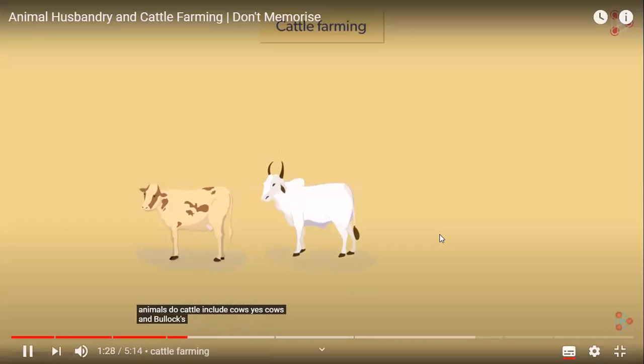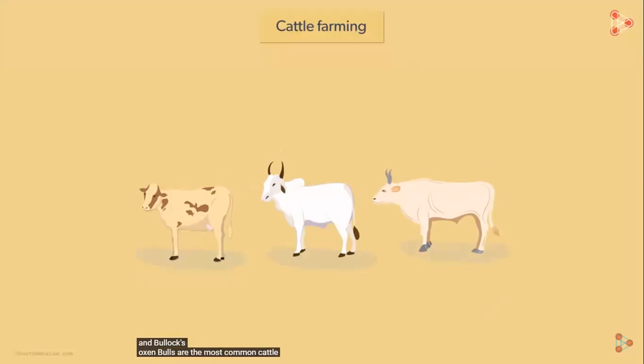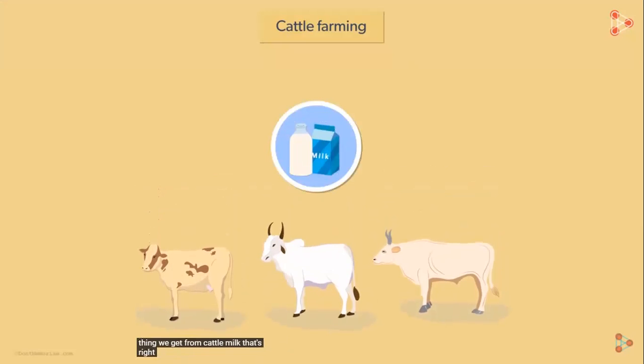Which animals do cattle include? Cows, yes. Cows, bullocks, oxen, and bulls are the most common cattle. What purposes do the cattle serve? They are dual-purposed, and can you guess what those 2 purposes are? What is the main thing we get from cattle? Milk, that's right. Cattle farming comprises milch animals, or in simple words, animals that provide us with milk. Milk, as we know, is the crux of the dairy industry.